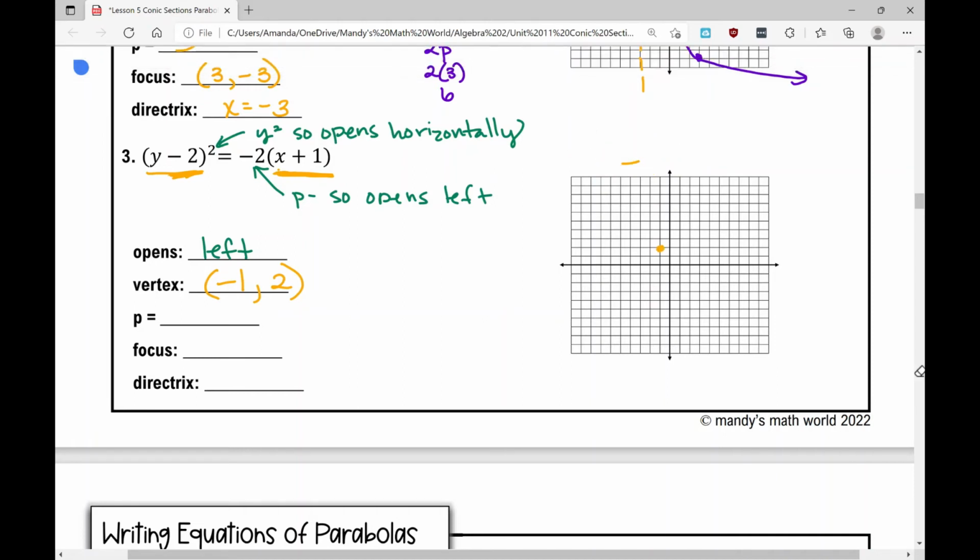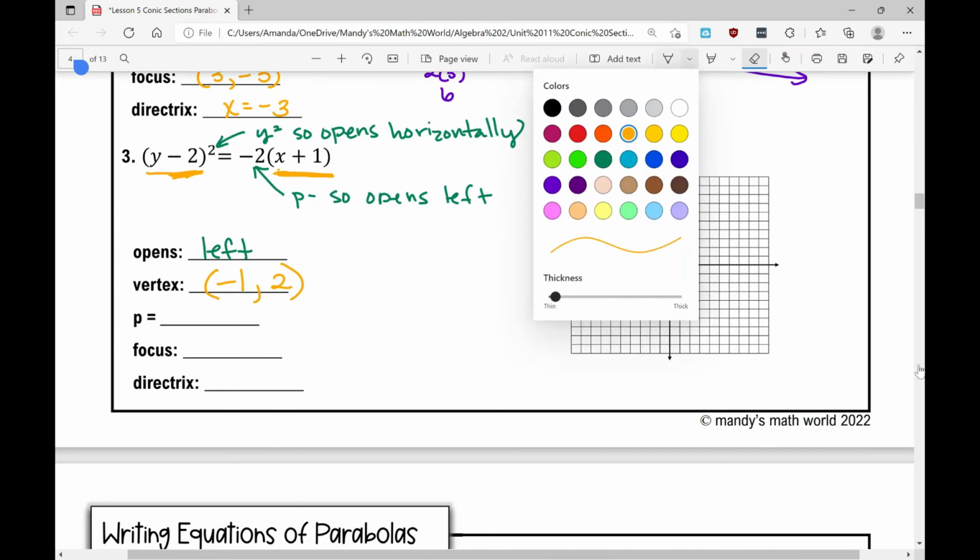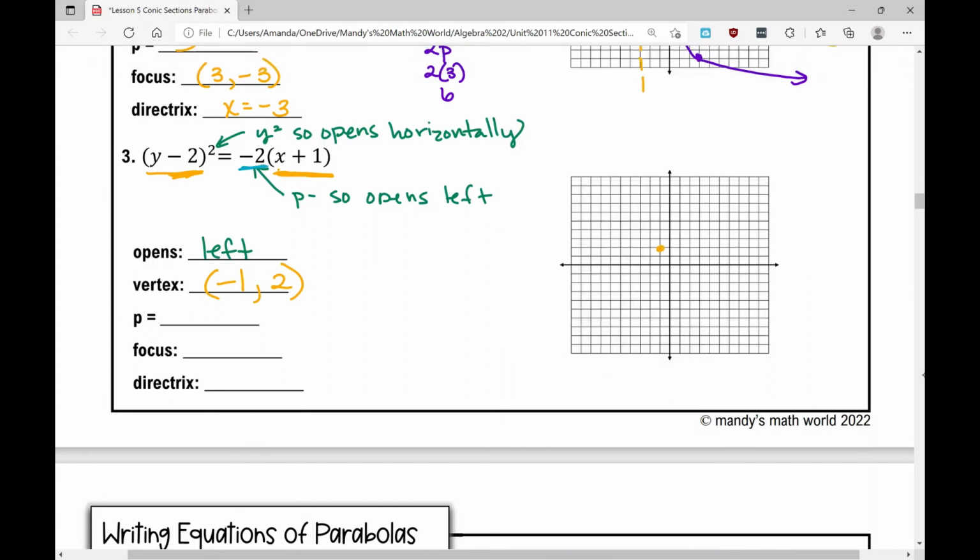So now let's determine the value of p. The value of p is going to be right here. Remember that we're going to set that number equal to 4p, the length of the latus rectum. When I divide both sides by 4, I get p equals -2/4, which is -1/2. And that's the value of p.